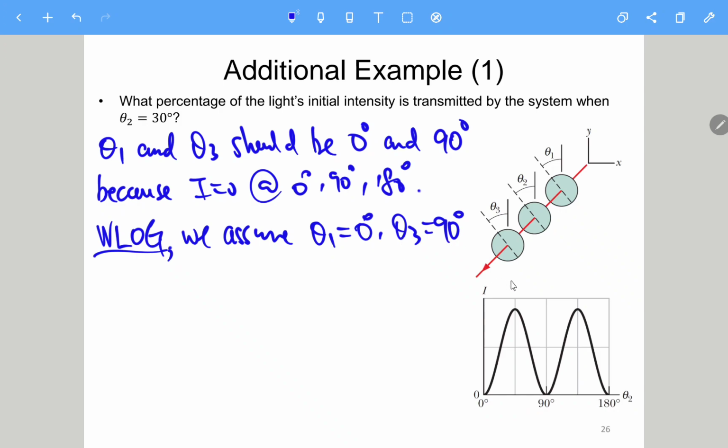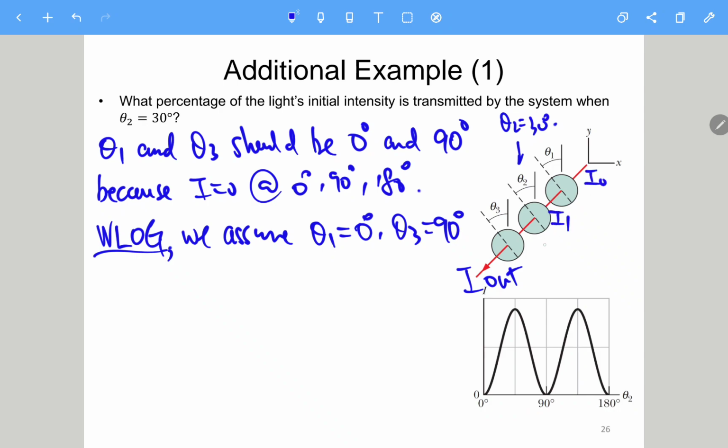You will get exactly the same answer because we only need to know the intensity of the output when theta 2 is 30 degrees. So without loss of generality, we just assume theta 1 is 0 degrees and theta 3 is 90 degrees. In that case, we can actually calculate.